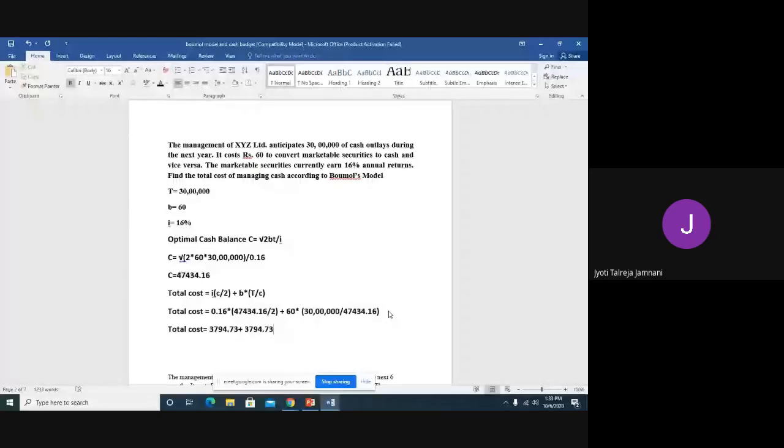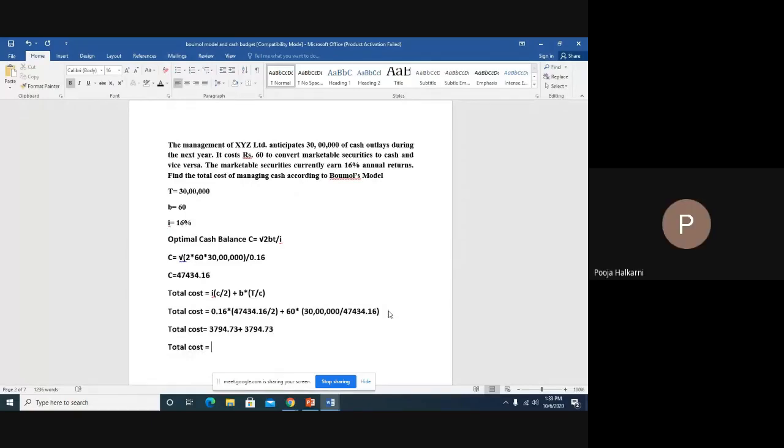So both are equal. That means the C value you have calculated was correct. Suppose the C value is wrong, both will not be equal. So this is a point of verification for you whether you have done the C value correctly or not. When you add both of these, you get the total cost.